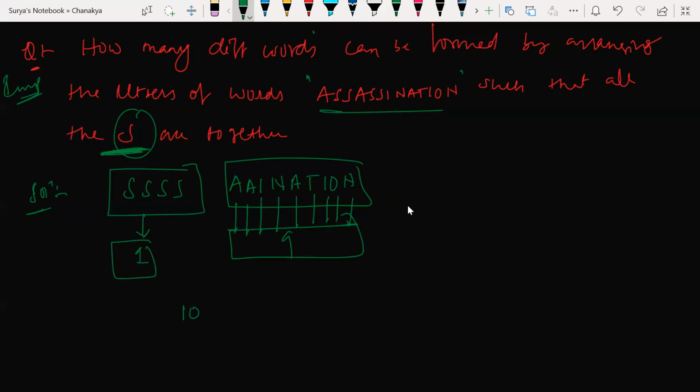9 plus 1, that is 10 letters. 10 factorial divided by what do I do now? Repetition: 3 A's are repeating, 2 I's are repeating, 2 N's are repeating here. Into, look at this here. S has one element. All S is one unit. How many S do we have here? 4 S. 4 S can be arranged in 4 factorial ways, divided by how many S are repeating here? 4 S divided by 4 S, which is nothing but one only. One.